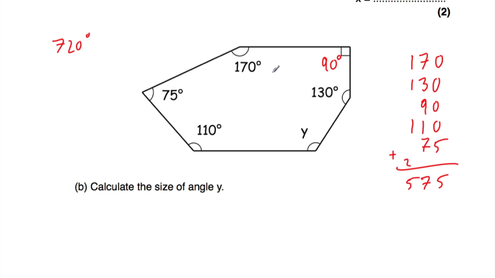So that means the angles we've been given add up to 575 degrees, and if we take them away from 720, that's the size of this angle Y. So 720 take away 575.